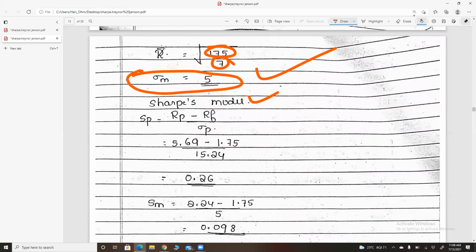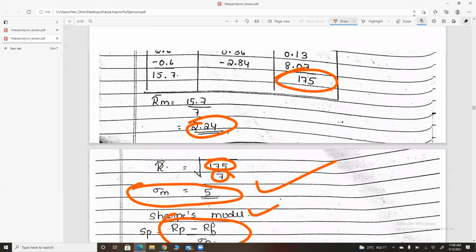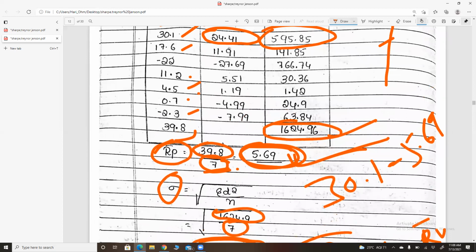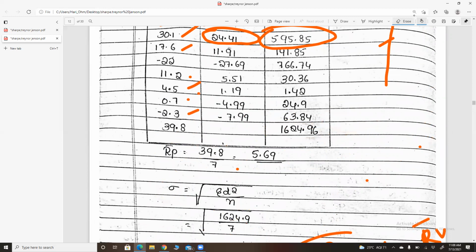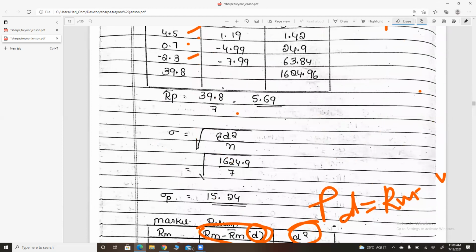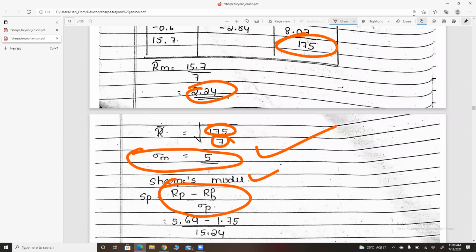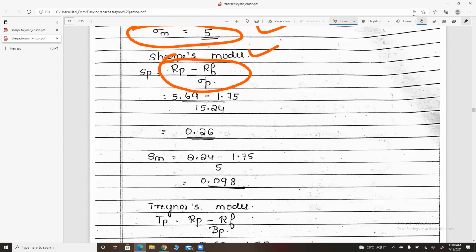Next you need to apply it to the formula. Sharpe model. Here the formula is Rp minus Rf divided by standard deviation P. So for that, which one is Rp? Rp means portfolio. Regarding portfolio, you have to take that. Now what about Rm? Here this you have to take, that is 5.69. R bar P is there, right? R bar P, there it is. That you have to take.